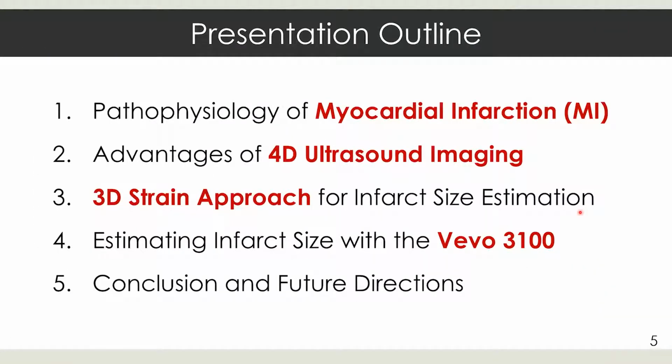The outline of this presentation will begin with a brief pathophysiology of myocardial infarction. I will specifically be focusing on infarct size and how it determines remodeling outcome. And then I'll talk about the advantages of four-dimensional ultrasound imaging and why we wanted to move from the 2D realm to 4D in terms of infarct characterization. And then I'll talk into more detail about the two methods I mentioned previously, the 3D strain approach, as well as the geometry approach using the Vivo 3100. I will then wrap up with the conclusion and future directions.